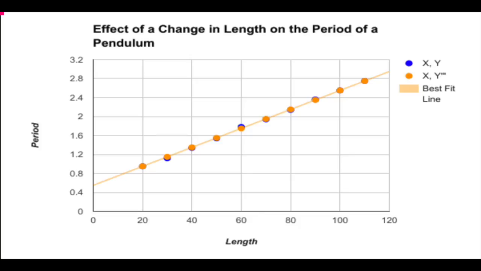In this scatter plot, the blue points are the measurements we got in the experiment, and the orange points are y prime, which we got based on the regression equation. The blue points and orange points are almost the same, proving that the experiment was accurate and the length and period of a pendulum have a perfect positive correlation.